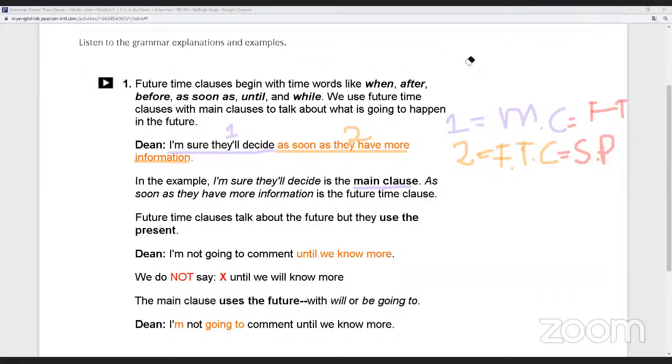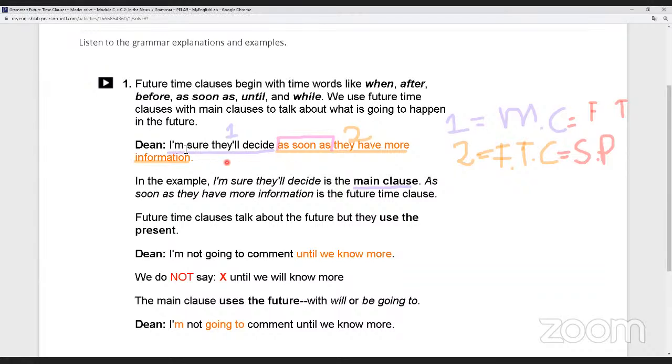Okay, so this is a connector. By the way, we have a connector. It helps us identify at what moment in the future something is going to happen, the action. When, after, before, as soon as, until, while. I can use them in order to introduce the future time clause.